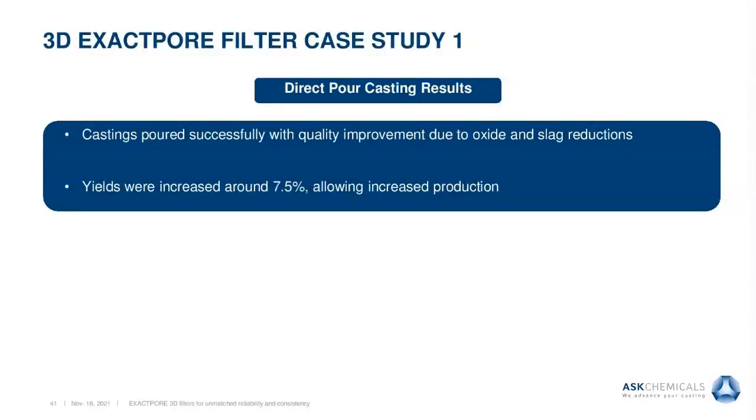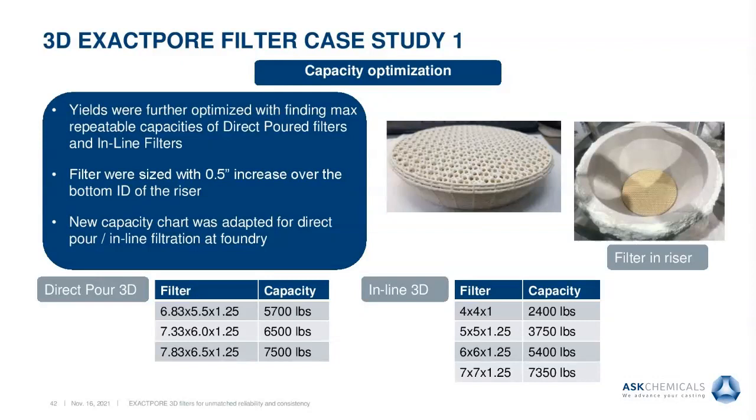After reviewing the casting results, the castings poured successfully with quality improvement due to oxide and slag reductions. Yields were then increased 7.5% by removing the gating system, which allowed for increased production. As the filter program was further implemented at this customer, capacity optimization was realized. Yields were further optimized by finding the max capacities that we could use with direct pour filters and inline filters. For direct pour, we sized the filter 1/2 inch over the bottom ID of the riser, and the below capacity charts were created.